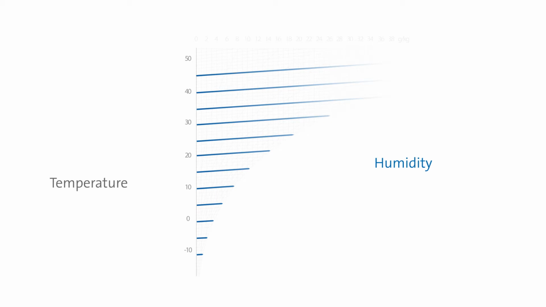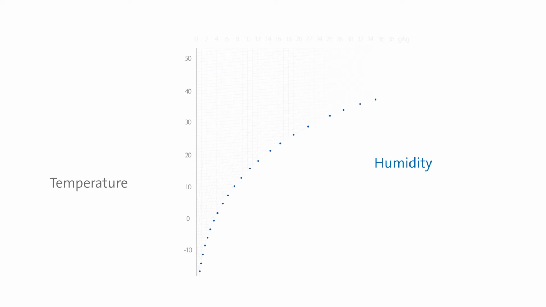At each temperature, there is a certain point at which it is no longer possible to add more water to air. This point is known as the saturation point or dew point, since this is the point at which condensate begins to form.